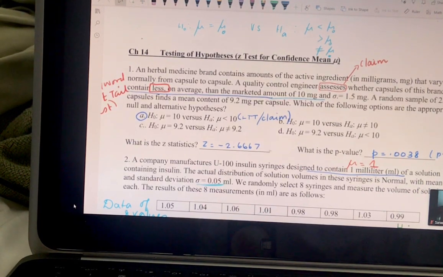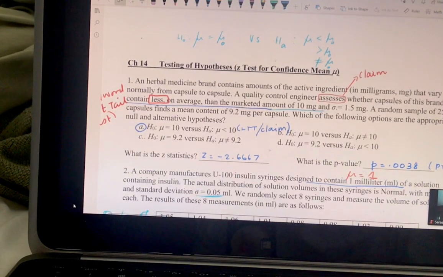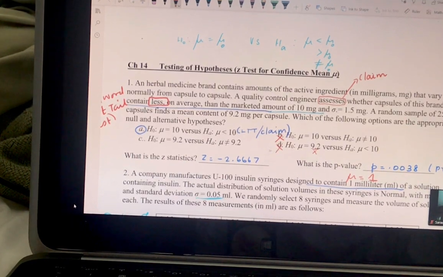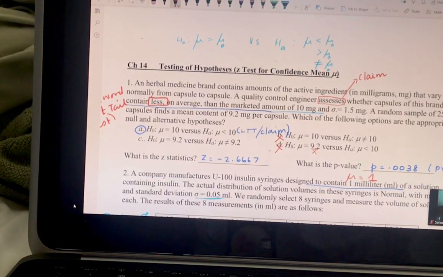All right, so let's see what is wrong with my other choices. I'm going to ignore the other choices because this is not the correct one, because I'm clearly given less than, so this is going to be ignored. And this is also going to be ignored because this x bar is 9.2 coming from the sample of 25. That cannot be defined in my null hypothesis. So that choice is also eliminated.